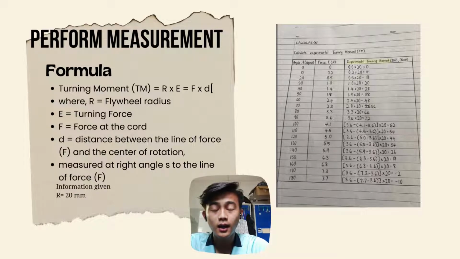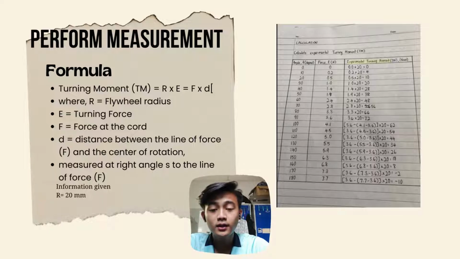At 110 degree, we got the turning moment is equal to 54 Newton millimeter. And at 120 degree, we got the turning moment is equal to 44 Newton millimeter. At 130 degree, 34 Newton millimeter. 140 degree is equal to 26 Newton millimeter, and 150 degree we got the turning moment is equal to 18 Newton millimeter.